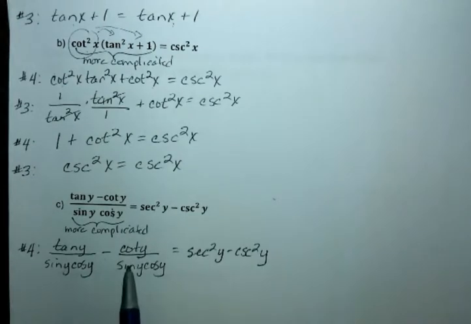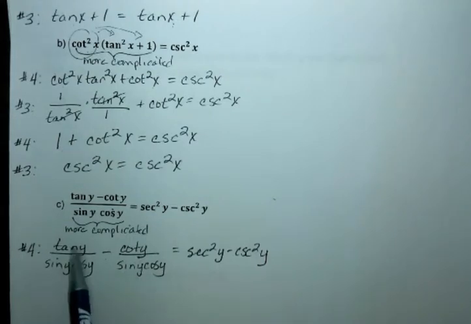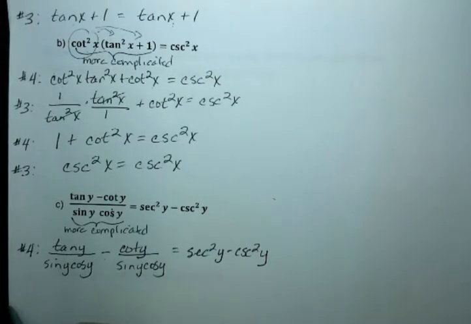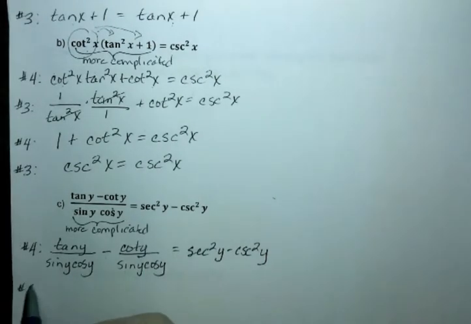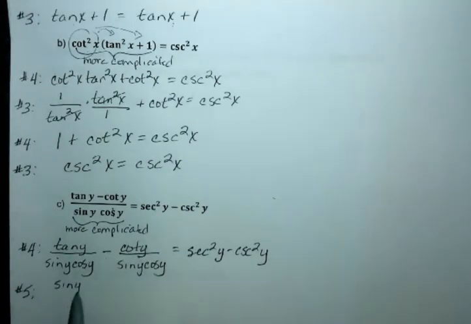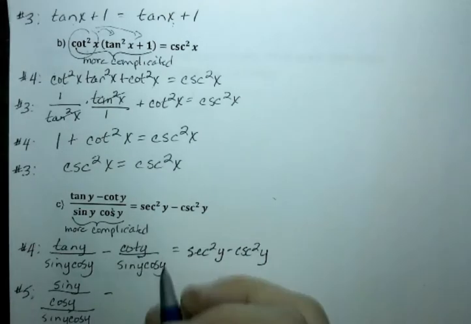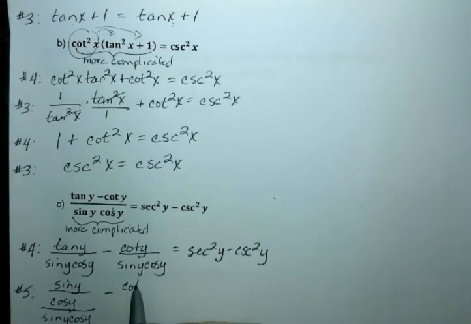Now, to keep simplifying these two, here's where I'm going to rewrite these in terms of sine and cosine. I already have sine and cosine on the bottom, but the tops, the tangent and the cotangent, those I'm going to rewrite in terms of sine and cosine. So this is using strategy number 5. Tangent of y is the same as sine y over cosine y, and cotangent of y is the same as cosine y over sine y.